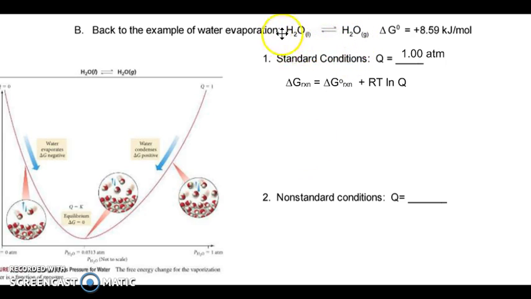But do we ever put liquid in our Q expression? No, we don't. We only put gases in there. So we only have 1 because it's at 1 atmosphere. So it's not 1 squared, it's not 1 over something, because it's only the gas pressure. We don't count the liquid.